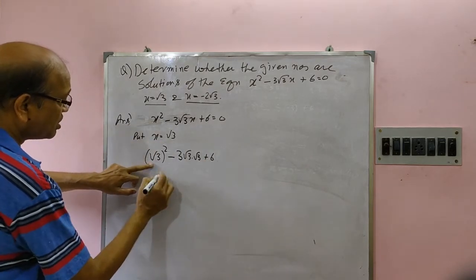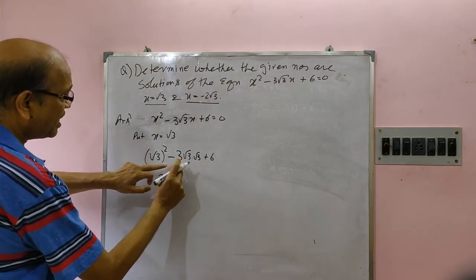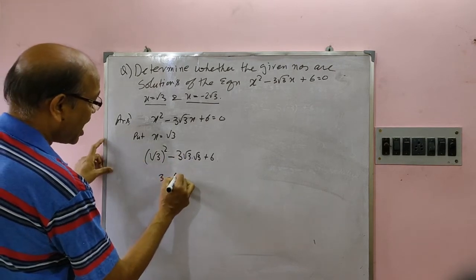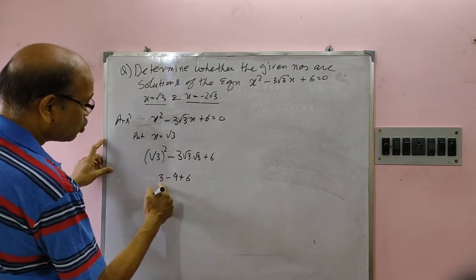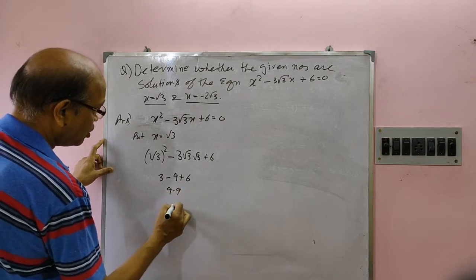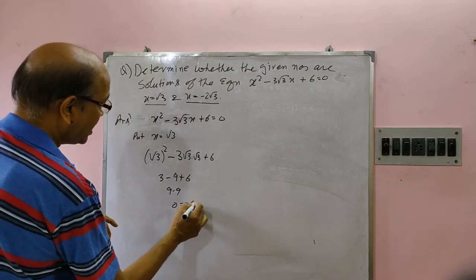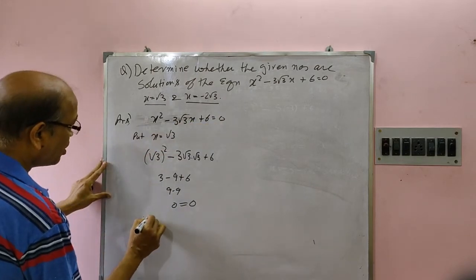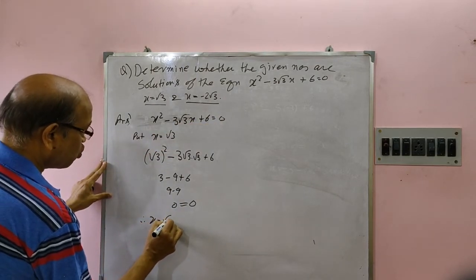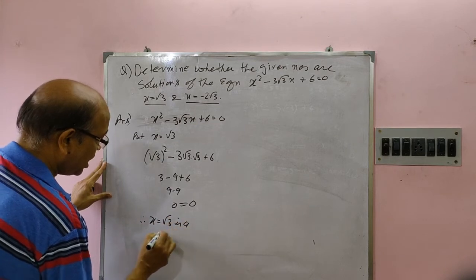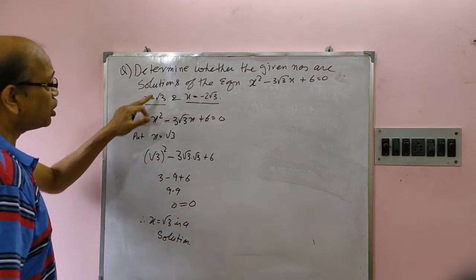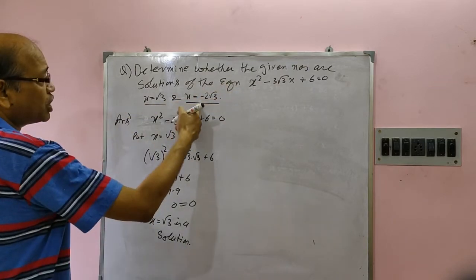How much is this? 3 minus root 3 into root 3 is 3, 3 into 3 is 9, plus 6. So what do I get? 9 minus 9 is 0, and that is equal to 0 on the right hand side. Therefore x equals root 3 is a solution to this equation.